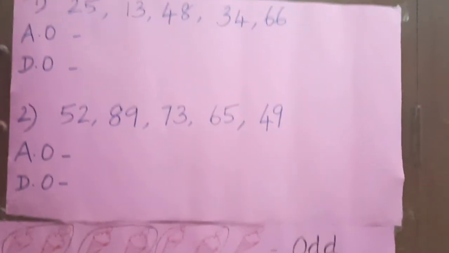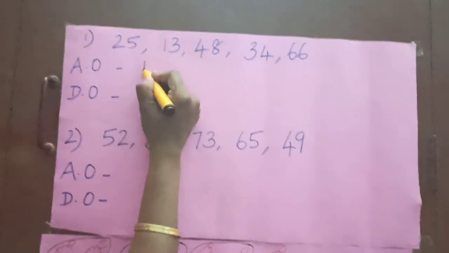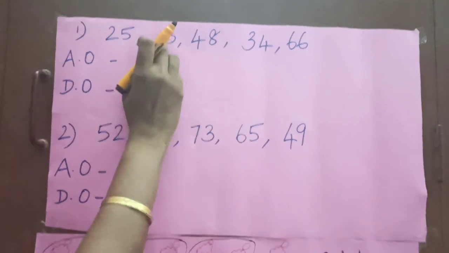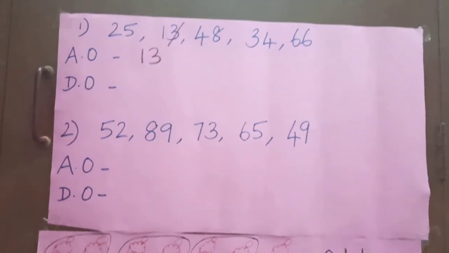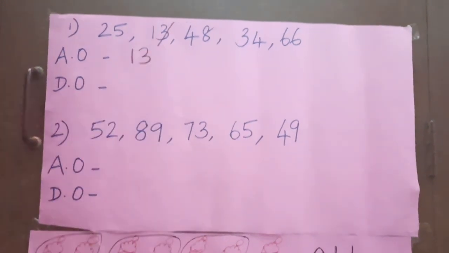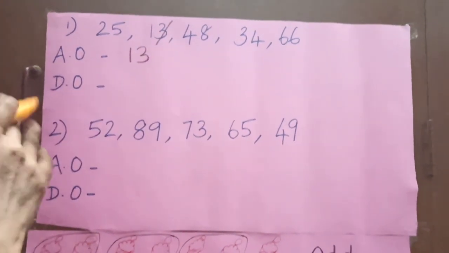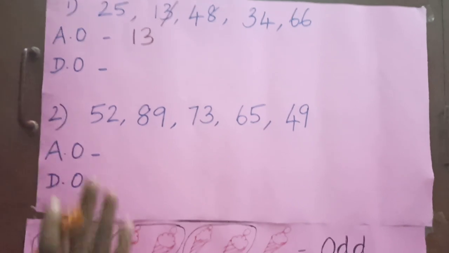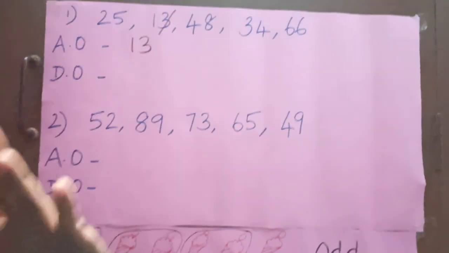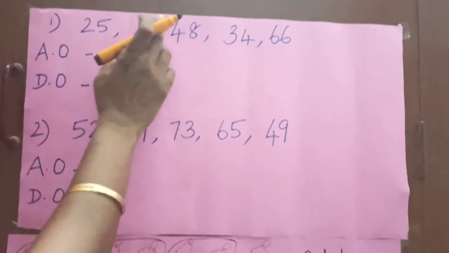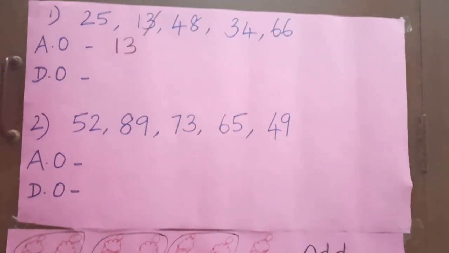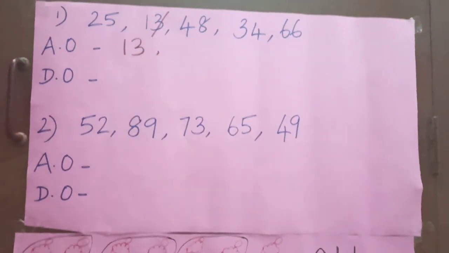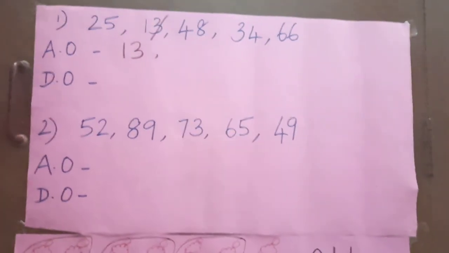The first number is 13. When you use a number, you just strike out the number. If you are not striking it out, again and again you may get confused and take it over into the sum. So when you have used the number, strike it out. Next, put a comma. Next, which is the smallest number?